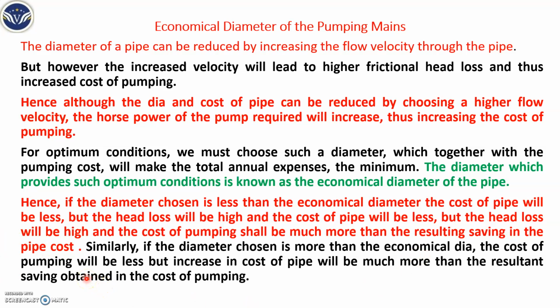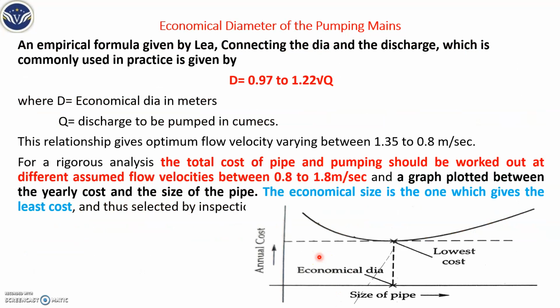Similarly, if your economical diameter is 24 and you choose more than that, say 30, then the cost of pumping will be less but it increases the cost of pipe. Again there is a resultant effect: much more quantity of water you are going to pump and the savings will be less over here.